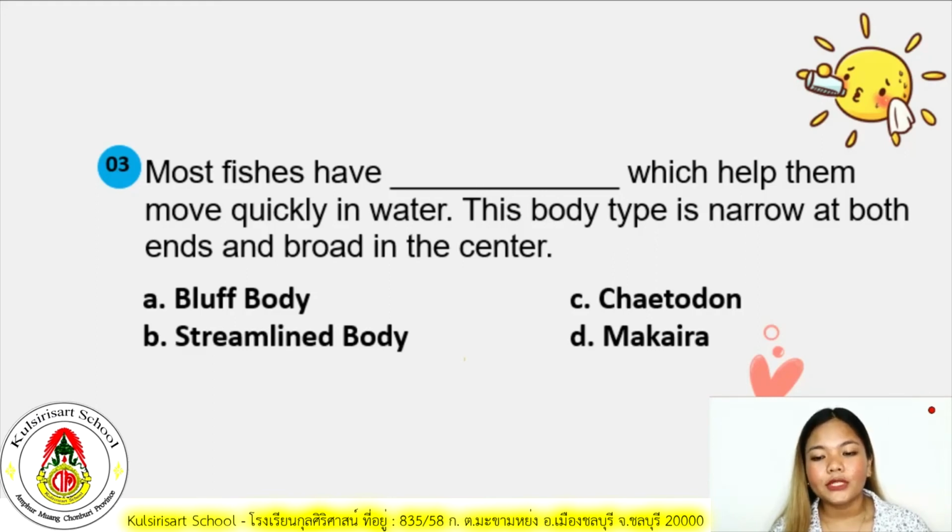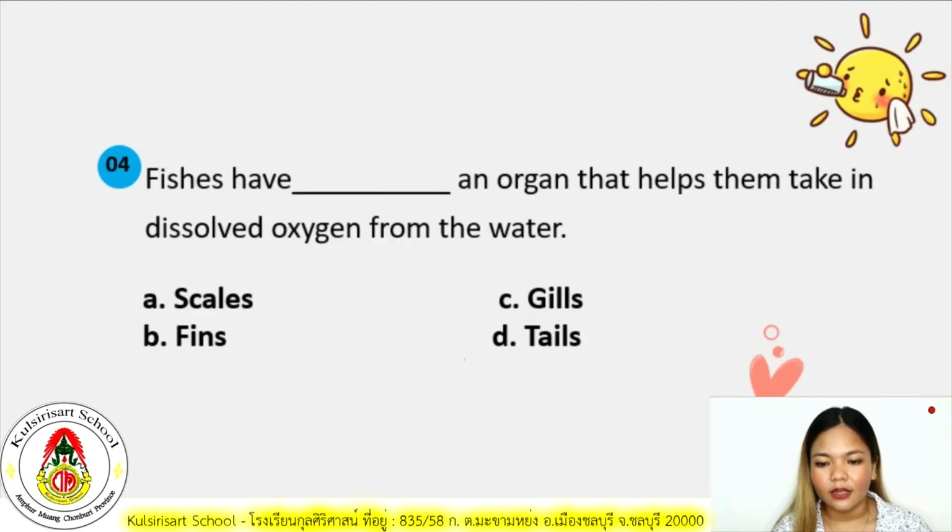Is it letter A, bluff body, letter B, streamlined body, letter C, chaetodon, or letter D, macaira? Write your answer on your yellow book.